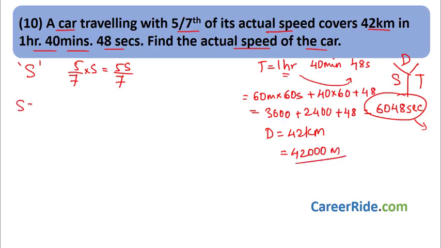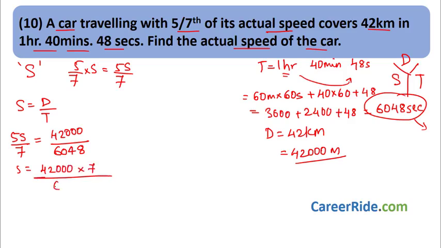So what do we know? Speed is nothing but distance upon time, correct? So what is the speed over here? Speed is 5S upon 7. Distance is 42,000 divided by the time taken, 6048 seconds. Let's calculate. Let's see what we get. We get 42,000 multiplied by 7 divided by 6048 into 5.